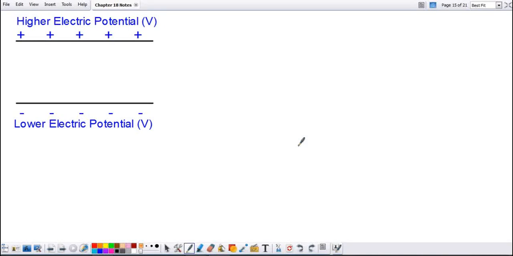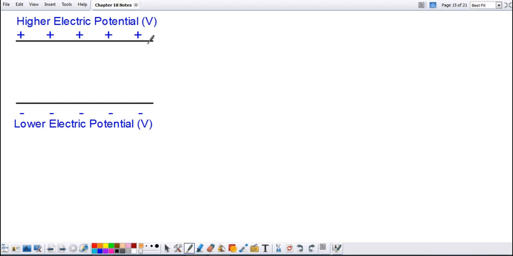Okay, so we've talked about electric potential, and then we talked about potential difference, and then we said potential difference is also known as voltage. Well, voltage we associate with batteries. So today we're going to talk about batteries, okay? We're going to start by just going through what we finished off with, though.